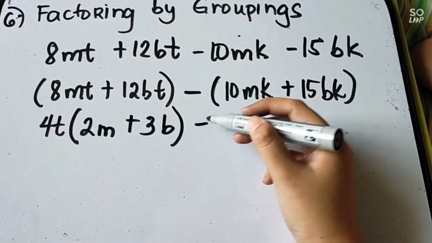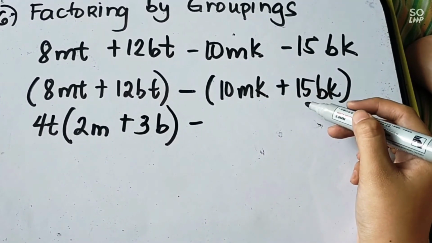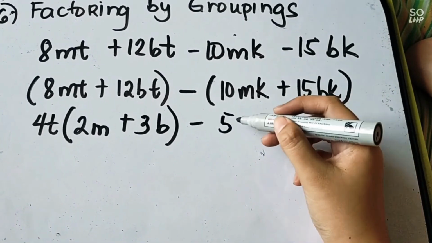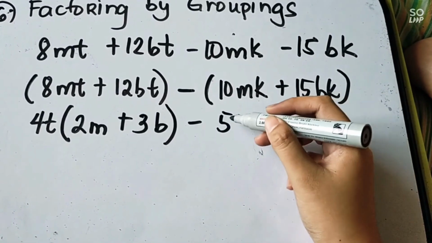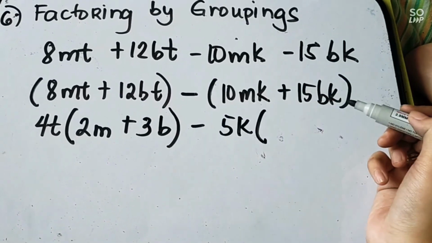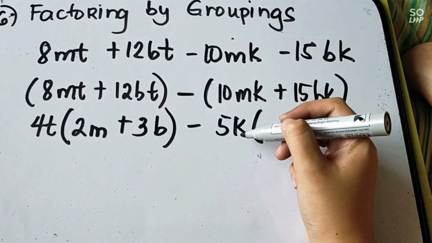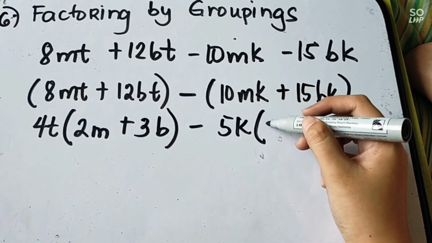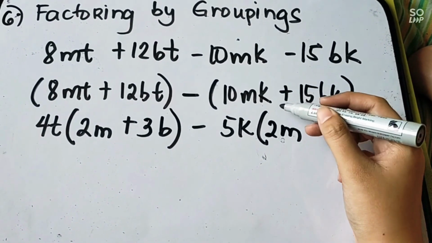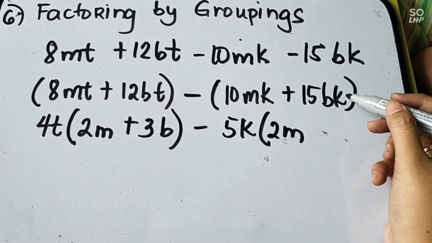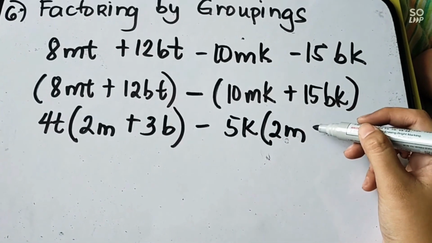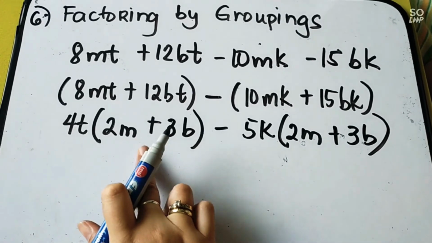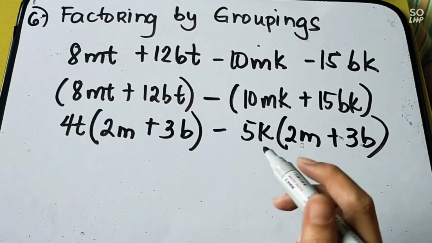Next tayo, minus. Common with 10 and 15. So, we have here 5. MK and BK, common is K. Then, divide. So, 10MK divided by 5K, the answer is 2M. Then, we have here 15BK divided by 5K, we have plus 3B. Okay, may common ulit, si 2M plus 3B.